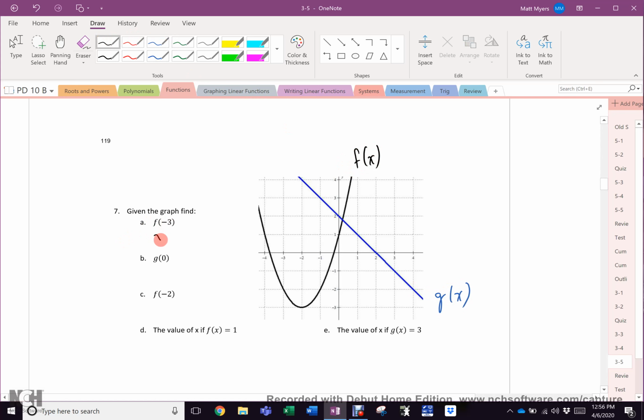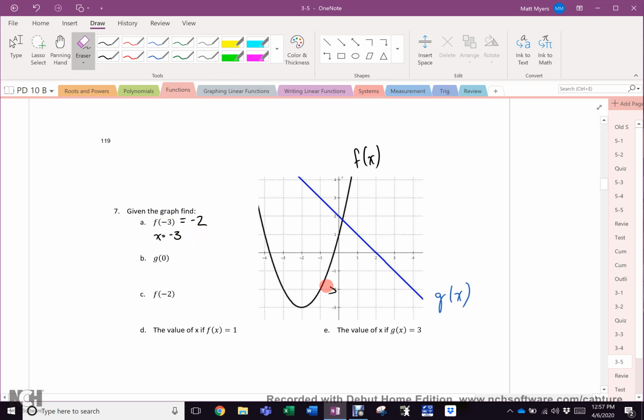So I want to find where x equals negative 3 on the black curve because it's the f curve. So where is negative 3? Right there. That's my x value. Now I need to find a y value that goes with that. If I look down here, there it is right there. And then I just check it. So when x is negative 3, the f of negative 3 equals negative 2.